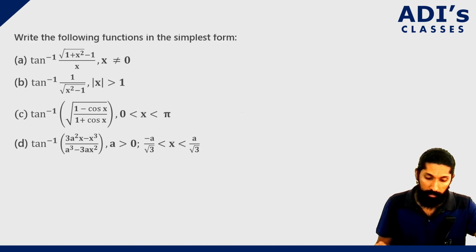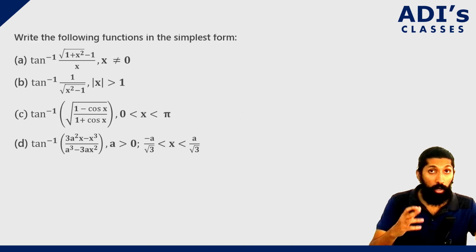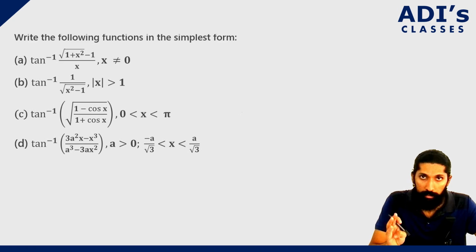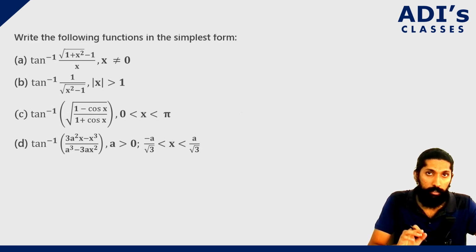You have tan inverse of root of 1 plus x square minus 1, isn't it? Now, there is a thumb rule we can call it, or like the bottom line of what you have to do: if you have 1 plus x square, generally you substitute x as either tan theta or cot theta.